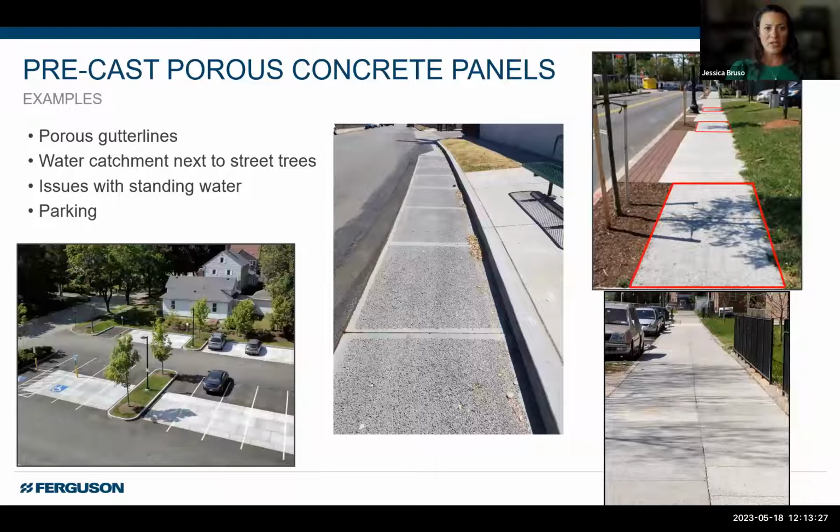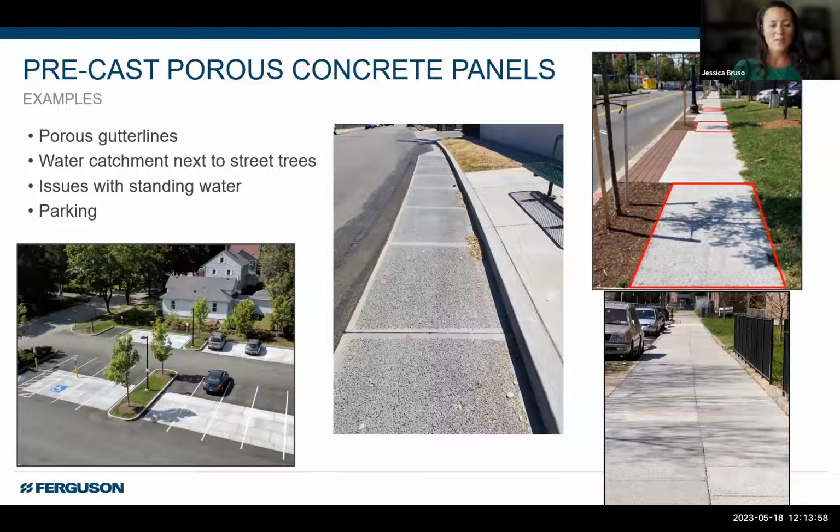Just more examples here. Our porous gutter lines we talked about already. Water catchment next to street trees. I thought this was a really interesting application. They used these modular porous concrete panels in the sidewalk as part of the sidewalk, which they can be. You can see the bottom picture on the right-hand side is the sidewalk as well. Essentially, being next to where a street tree is, we can now direct water towards that tree as it infiltrates. It can go and diffuse that way.